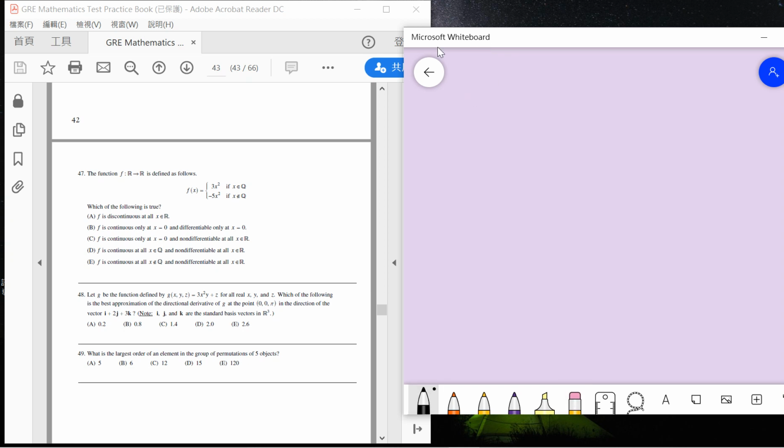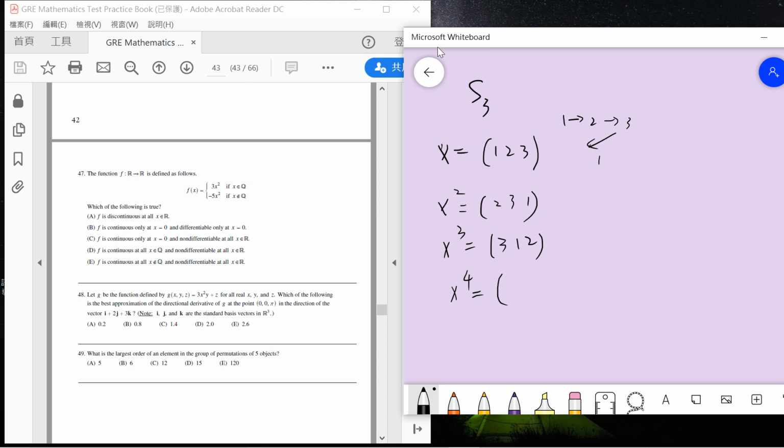So let's solve the simple problem in S3. In S3, suppose we have x equals 1, 2, 3. Basically, this is 1 changes to 2, 2 changes to 3, 3 changes to 1. If we square it, it becomes 2, 3, 1. If we cube, it becomes 3, 1, 2. If we go to the fourth, it becomes 1, 2, 3.